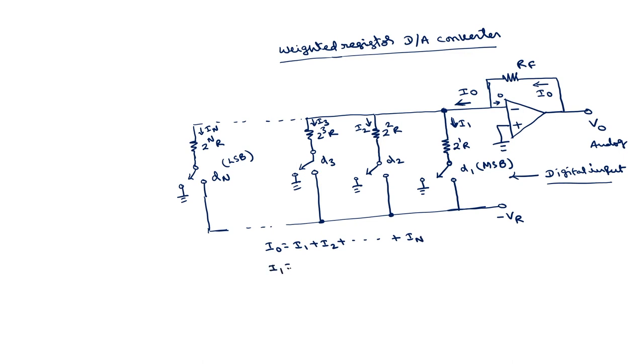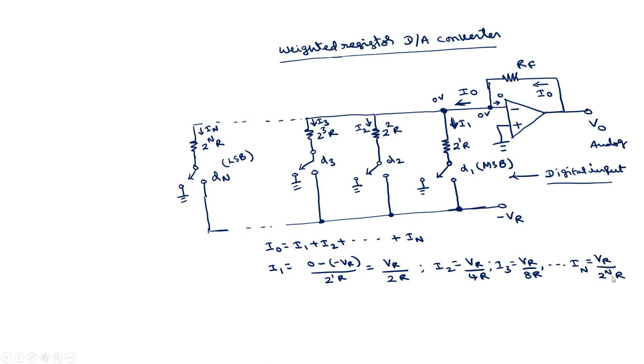What is I1? This is at ground potential because of the virtual ground. This is also zero potential. This is the direction of the current. So this voltage minus this voltage, which is equal to minus VR divided by 2 raised to the power of 1 into R, is I1. This is nothing but 0 minus of minus VR divided by 2 raised to the power of 1 into R, which is simply VR by 2R. Similarly, I2 will be VR by 4R, I3 will be VR by 8R, and so on up to IN, which will be VR by 2 raised to the power of N into R. Therefore, what is I0? Sum of this.